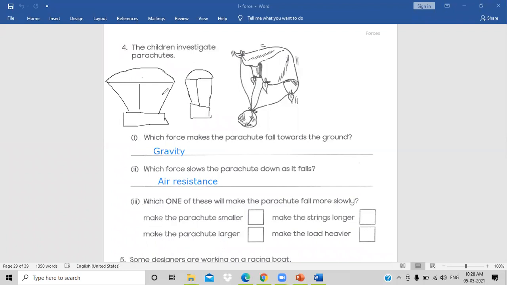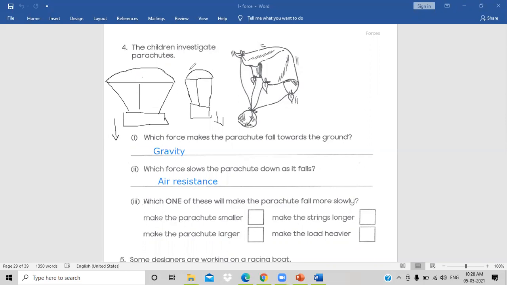All right, so how does the air resistance affect the parachute? We know that gravity pulls the parachute down. So this is the first force that is acting on the parachute. Gravity is pulling it down. On the other hand, you have one more force that is acting the other way, which is the air resistance. The air resistance is trying to push the parachute up.